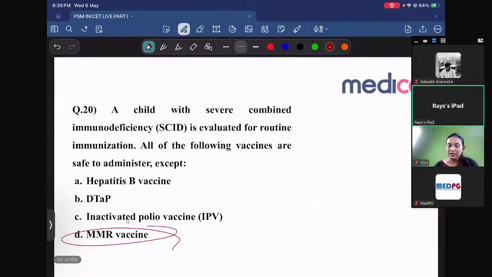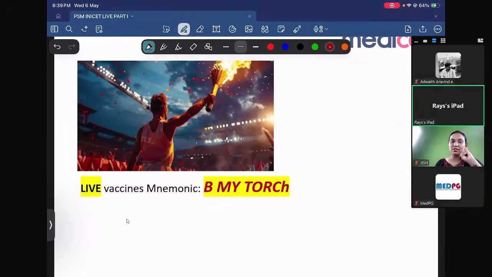So how do you remember live vaccines? We have live vaccines and killed vaccines. Live vaccines are mainly live attenuated vaccines. Then you have killed vaccines, toxoid vaccines, subunit vaccines, conjugate vaccines, and capsular vaccines.